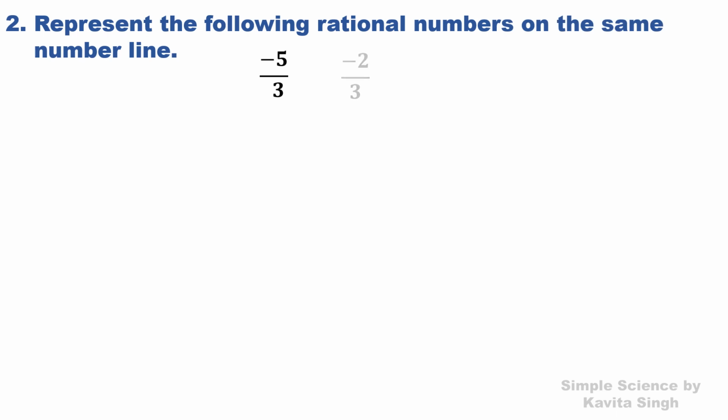Let us take one more question. Represent the following rational numbers on the same number line. -5/3, -2/3, 2/3 and 5/3.